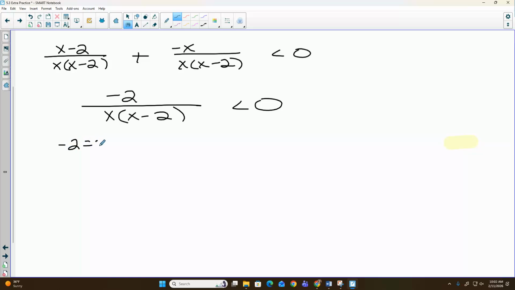So we do numerator and denominator equals 0. Does negative 2 ever equal 0? No. What makes x and x minus 2 equal 0? 2 and 0.